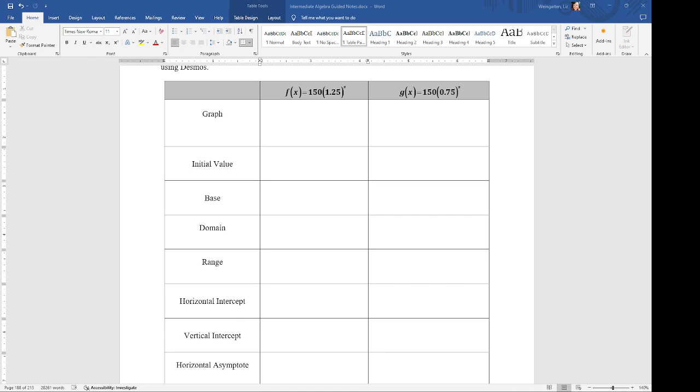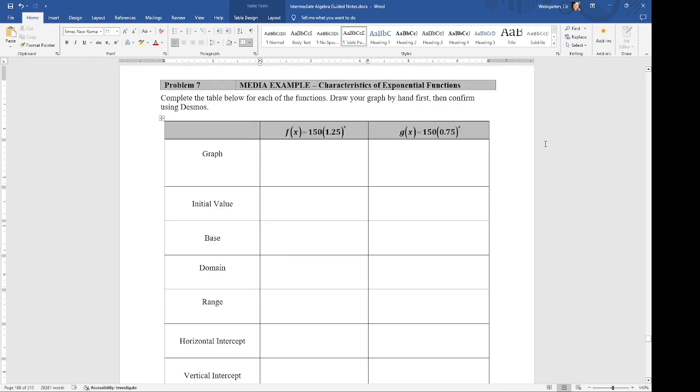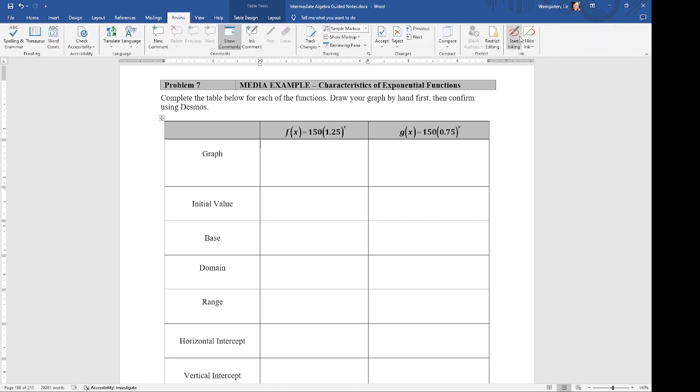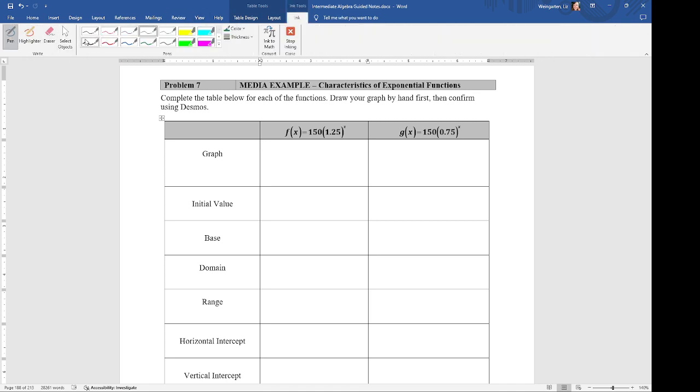Now we're going to analyze two exponential functions in problem 7. So we're going to start by figuring out what the graph is. So I'll go ahead and draw. Now, no outputs should be negative, so we only have to worry about above the x-axis. The graph is going to cross at (0, 150) because that is the vertical intercept.